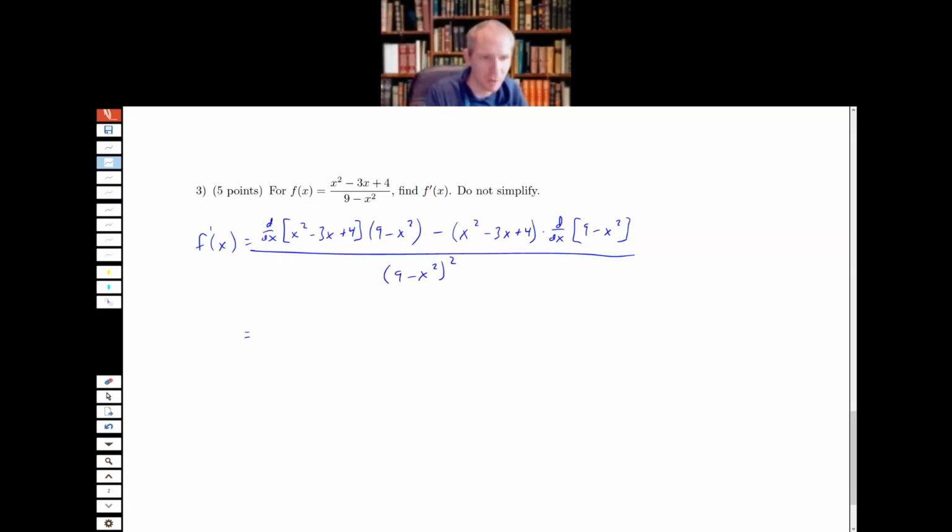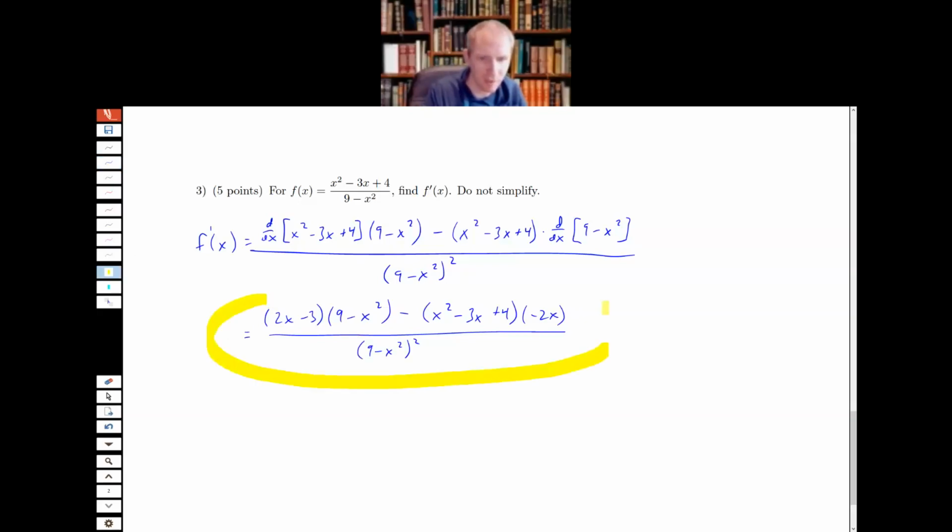Okay, so let's evaluate these derivatives. The derivative of x squared minus 3x is 2x minus 3. I'm going to make sure that that's in parentheses, otherwise it would just look like negative 3 times this other stuff. And the derivative of 9 minus x squared is 0 minus 2x, or just negative 2x. And once again, because the problem says don't simplify, we'll just leave it like that. That's fine, right? So we're just applying the quotient rule, nothing fancy.